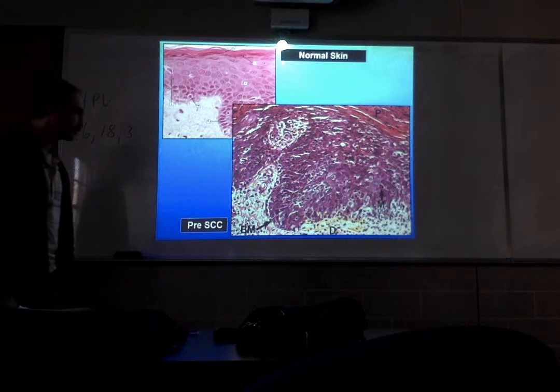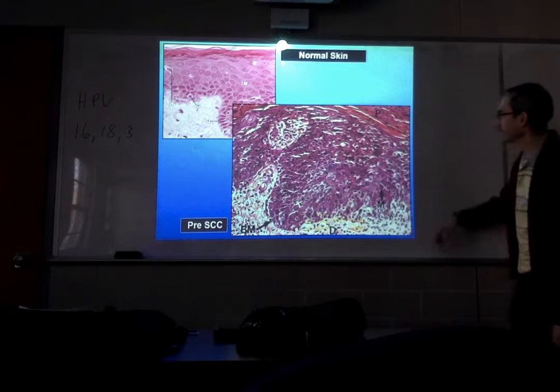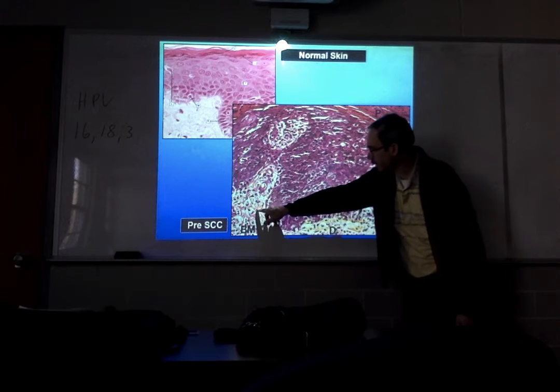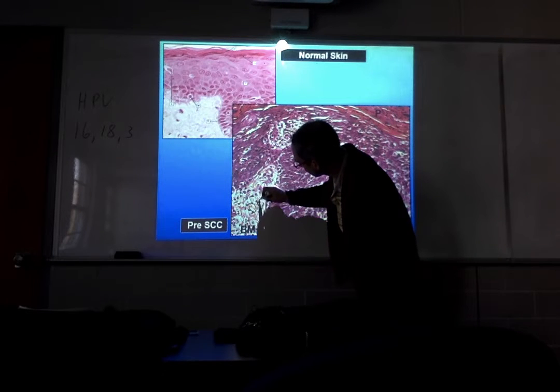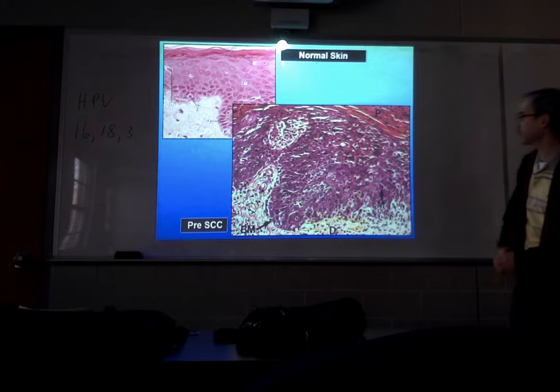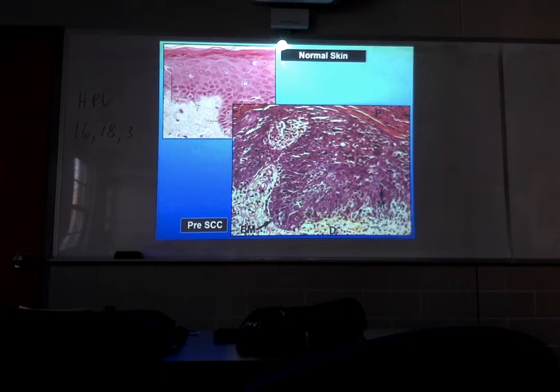Let's take a look at an example of squamous cell carcinoma just before it becomes squamous cell carcinoma. Here's a section through skin. There's the epidermis right there. There's a basement membrane, and there's the dermis right there. This is the dermis, and that's the epidermis. Okay, take a look at the cells in this epidermis. What do they look like? Number one, are they crowded together? Yes, they are. Do they look mature to you? They don't. They've got big NC ratios.